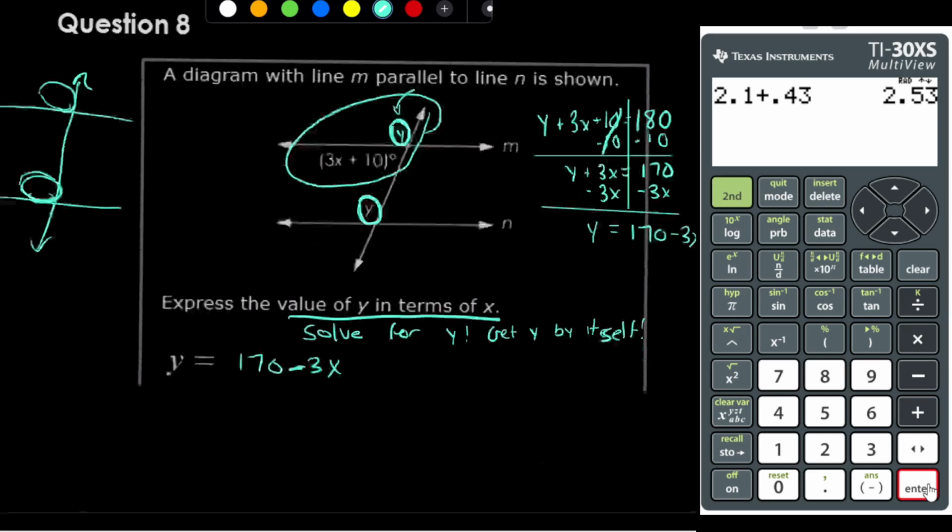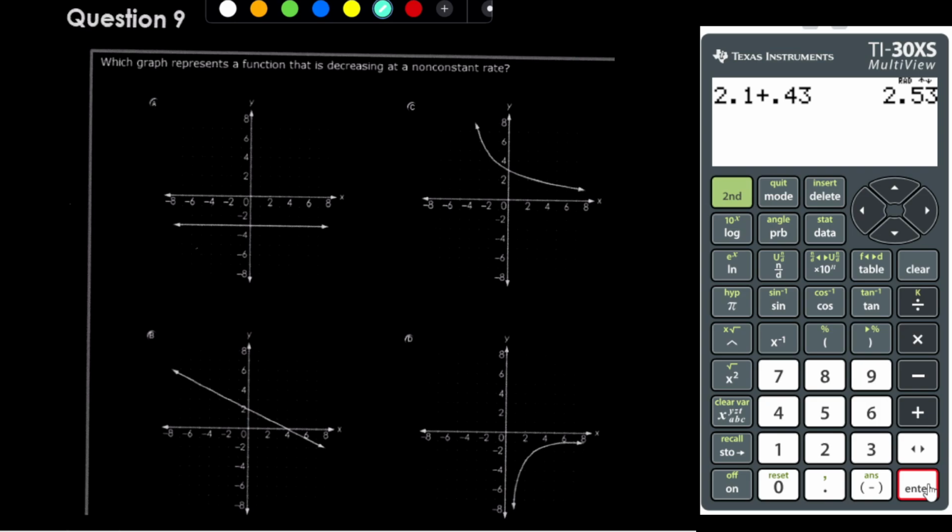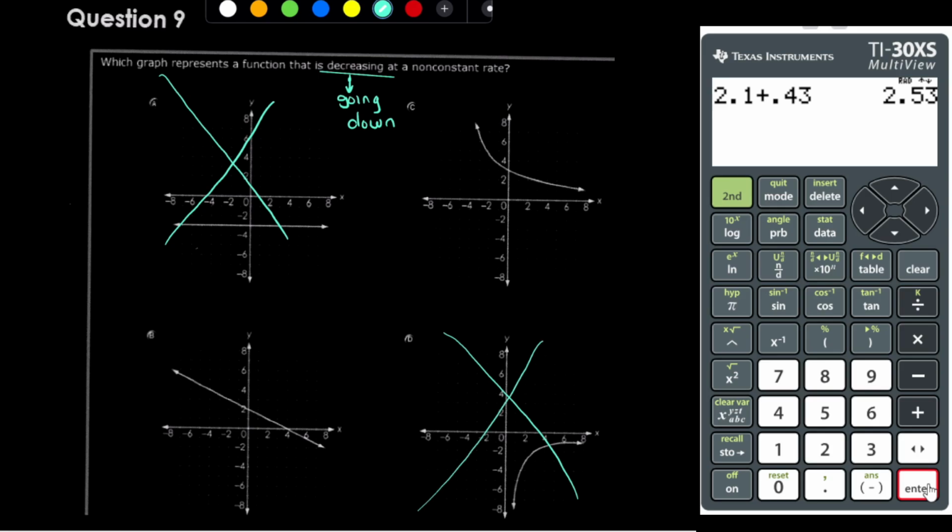All right. Question 9. Which graph represents a function that is decreasing at a non-constant rate? Okay. So, decreasing. Let's look at our keywords. Decreasing. Going down. Are any of these lines not going down? A is not. D is not. Because remember, it's always going down when being read from left to right. So that leaves us with choice C and choice B.